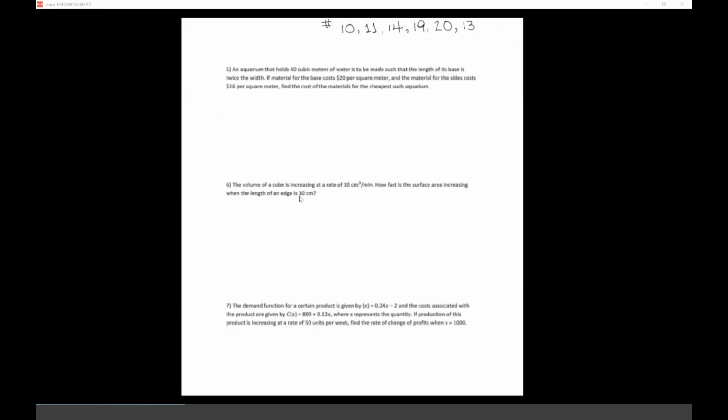In number 6, they're saying the volume of a cube is increasing at a certain rate. How fast is its surface area increasing when the length of an edge is 30 centimeters? This is a related rates problem, which involves implicit differentiation. So I'm just going to label it that way. Related rates. Implicit differentiation with respect to time.